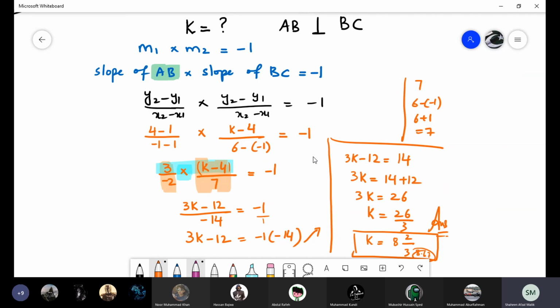So when the lines are perpendicular, it means the product of their slopes is equal to minus 1. Write the formula: slope of AB, slope of BC. Slope of AB means whatever is given. This line is perpendicular to this line. So we will write slope of AB multiplied by slope of BC is equal to minus 1. After that, it's the same. Any question related to this?